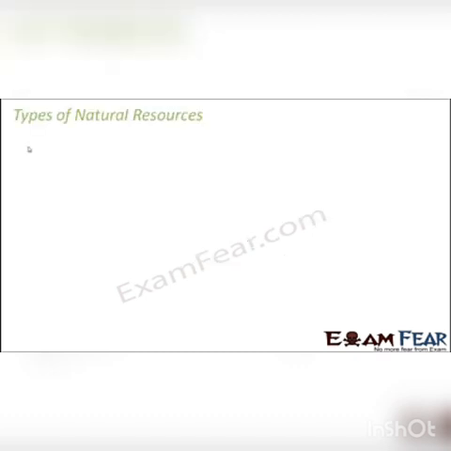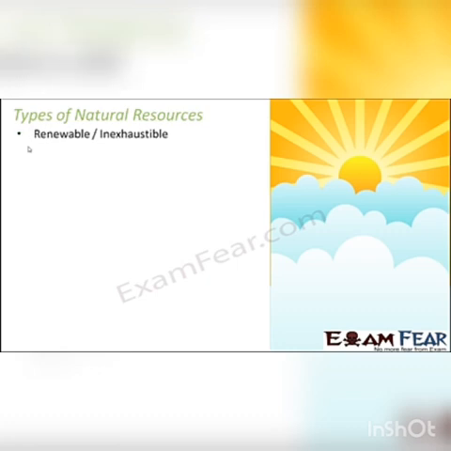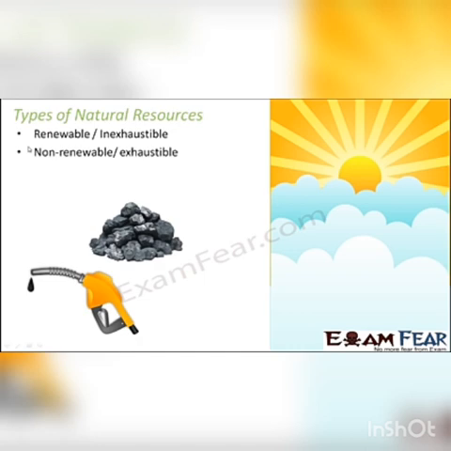Now, if you talk about the types of natural resources, broadly there are two types. One is renewable resources or inexhaustible. The other one is non-renewable or exhaustible. Now, what is the meaning of renew? Renew means something which can be used over and again. So that is called renewable. If you are able to use something over and again, that is renewable. That means it is not getting over. It is continuously being created.